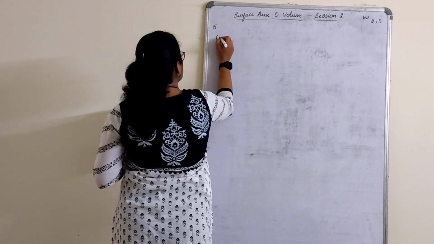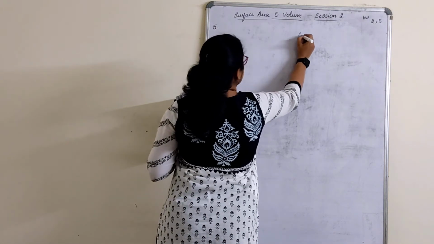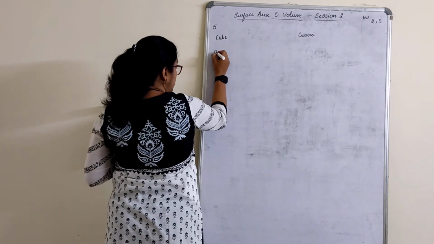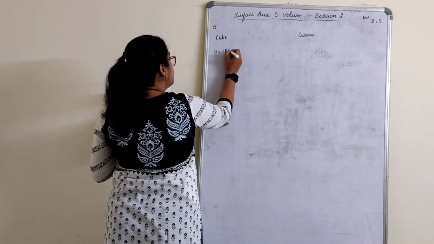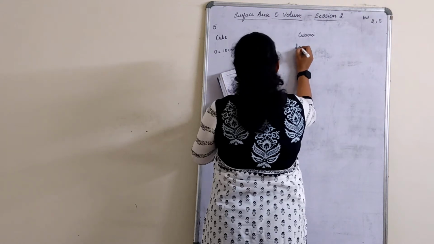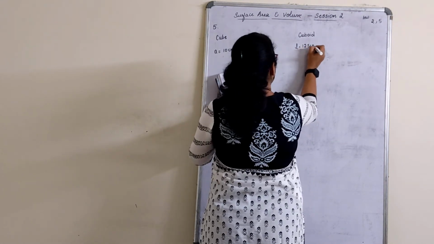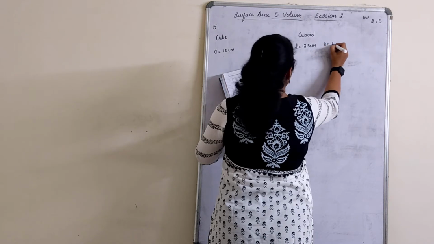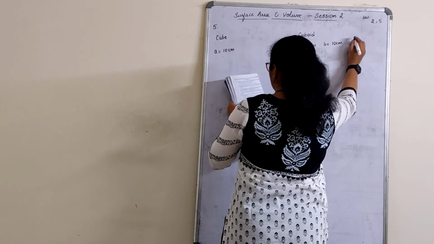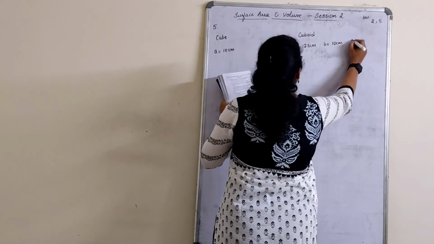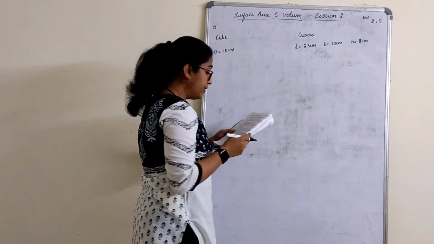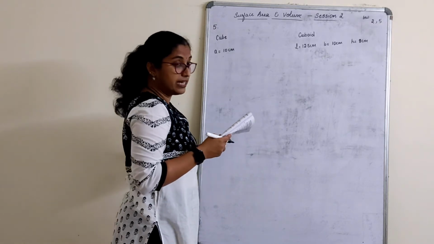So the first one is given as a cube and the second one is given as a cuboid. So what have they given for the cube? Edge. Edge is 10 centimeter. One side is enough for the cube. And for the cuboid they have given length, which is 12.5 centimeter, breadth that is 10 centimeter, and height 8 centimeter. Which box has greater lateral surface area and by how much?